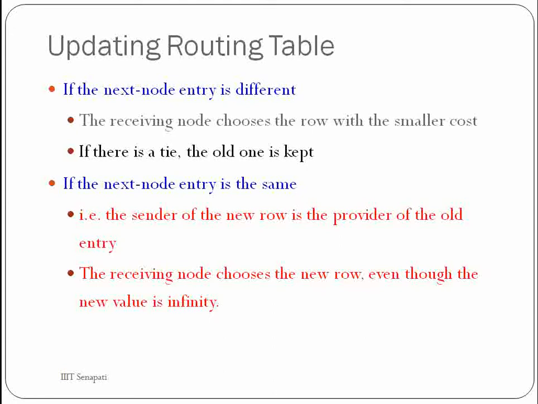From both paths, if the cost is the same, then it is okay. If the next node entry is the same, for example A is also going through D and B is also going through D, in that case what will happen? The sender of the new row is the provider of the old entry. So the receiving node chooses the new row even though the new value is infinity.